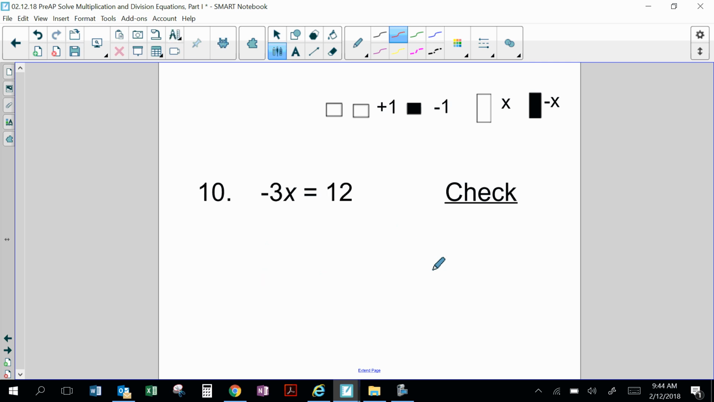And number 10. Is x isolated on the left side? No, it's not. What's the relationship? It's a multiplying relationship. So I divide both sides by negative 3. Again, why am I dividing by negative 3 instead of 3? Do you see the negative right here? Because negative 3 divided by negative 3 cancels out, making 1x. So x equals 12 divided by negative 3, which is negative 4.